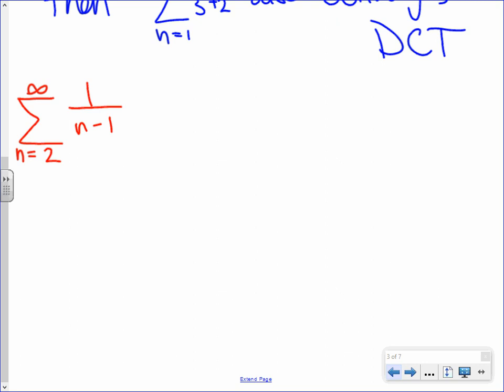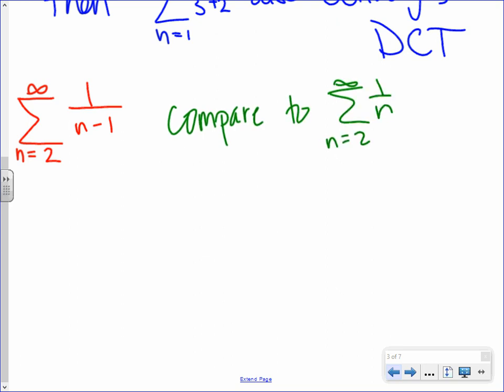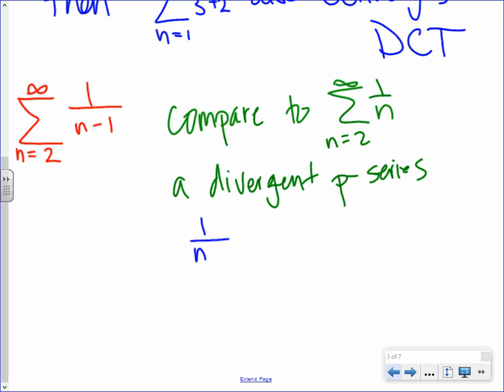What would we compare it to? Compare to... And what do we know about 1 over n? Okay, and so we need to show what needs to be true about the sequence in question and the sequence we're comparing it to if the sequence is divergent. That has to be greater. And is that the case?